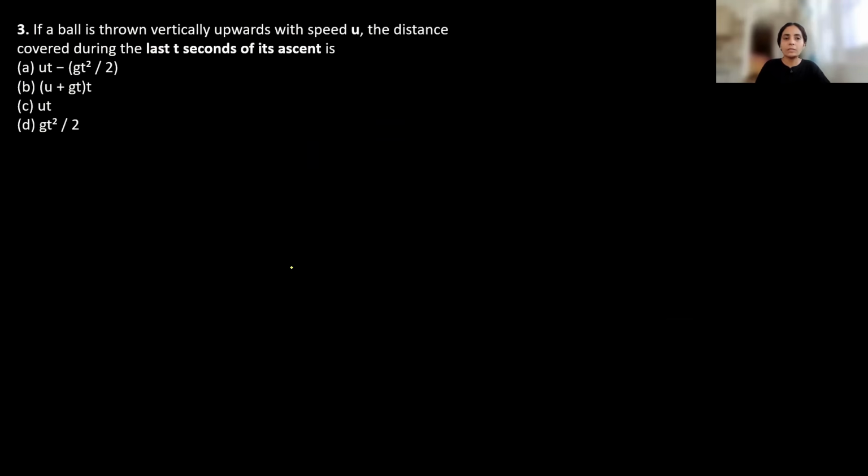चलो आगे बढ़ते हैं। If a ball is thrown vertically upward with speed u, the distance covered during last t seconds of its ascent. अब देखो सेम कॉन्सेप्ट से ये भी क्वेश्चन है। सो क्वेश्चन ये कह रहा है कि u स्पीड से आपने फेंका, distance covered during the last t seconds of its ascent. सो असेंट का मतलब क्या है?